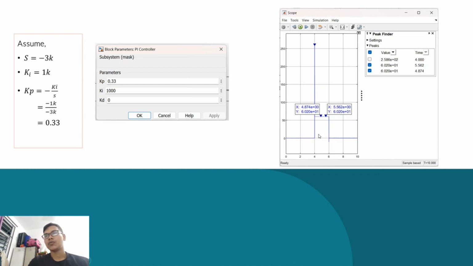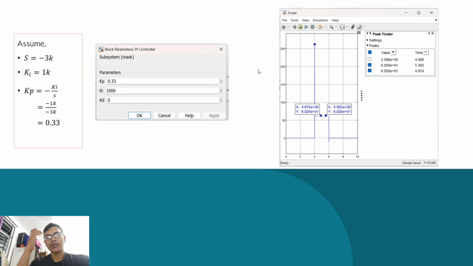We can see that we get the value of 60 volt from question 1, and there is a high ripple in the waveform. So in question 2, we will reduce the ripple by calculating the new Kp, Ki and other things.